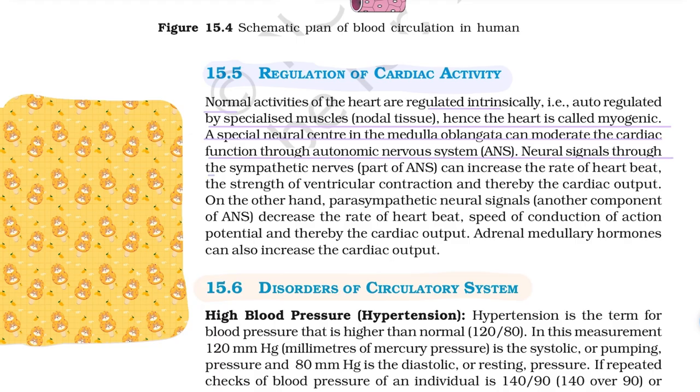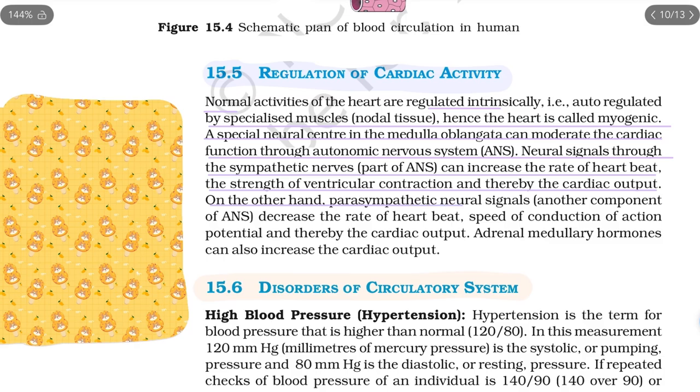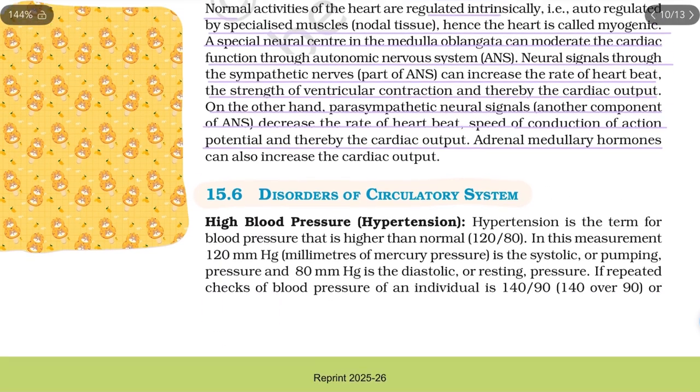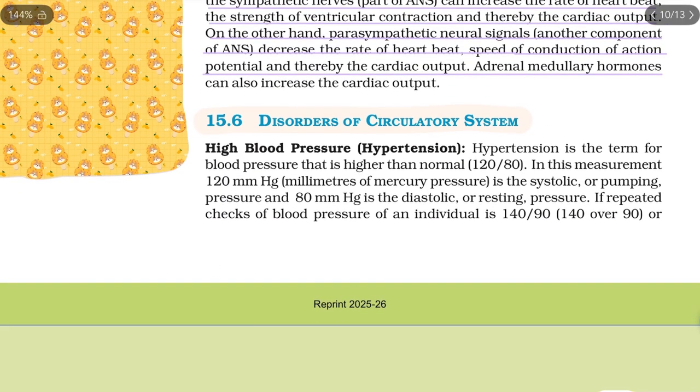Neural signals through the sympathetic nerves, part of ANS, can increase the rate of heartbeat, the strength of ventricular contraction, and thereby the cardiac output. On the other hand, parasympathetic neural signals, another component of ANS, decrease the rate of heartbeat, speed of conduction, and action potential, and thereby the cardiac output. Adrenal medullary hormones can also increase the cardiac output.